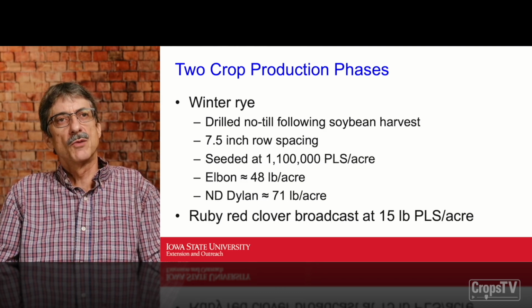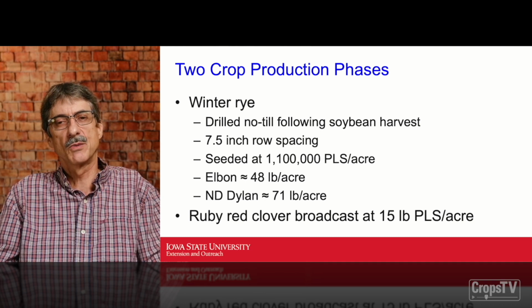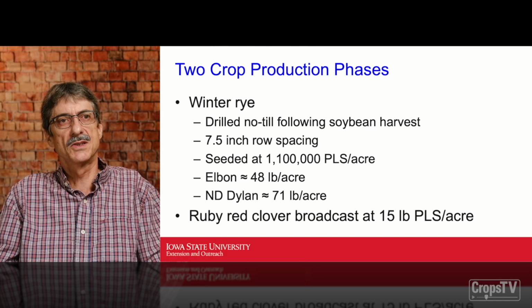We drilled the rye following soybean harvest, 7.5-inch row spacing. We seeded at 1.1 million pure live seed per acre, so we were not trying to go off of a bushel basis. Actually, when we get into small grain seeding, we like to think about how many seeds per acre we're planting. So that meant the Elbin went at about 48 pounds per acre and the ND Dillon about 71 because of the difference in seed size.